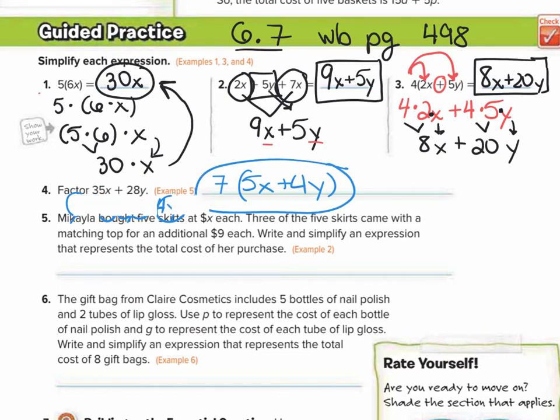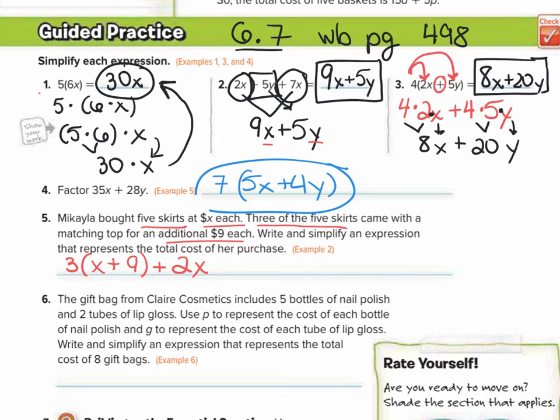Number 5, Michaela bought 5 skirts that were X dollars each. 3 of the 5 skirts came with a matching top for an additional $9 each. Write and simplify an expression that represents the total cost of her purchase. So she bought 5 skirts in total, but 3 of the 5 skirts cost X dollars for the skirt plus $9 for the matching top. So this is the cost of 3 of the skirts. Then the other 2 skirts, she didn't get the matching tops, so she just paid the cost of the skirts, which again is X dollars.